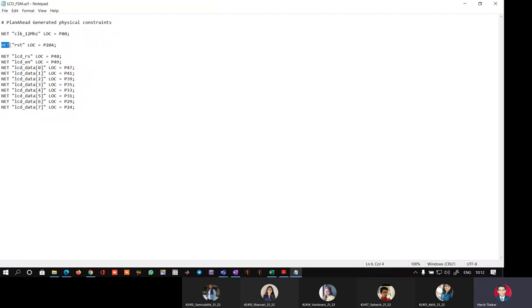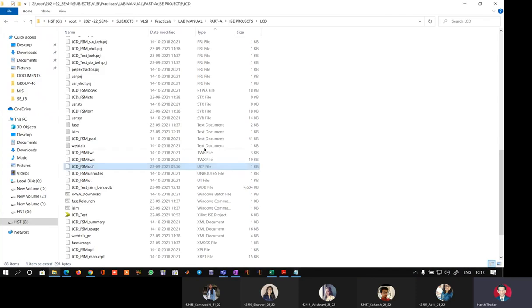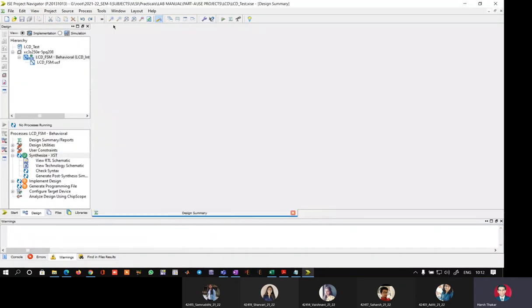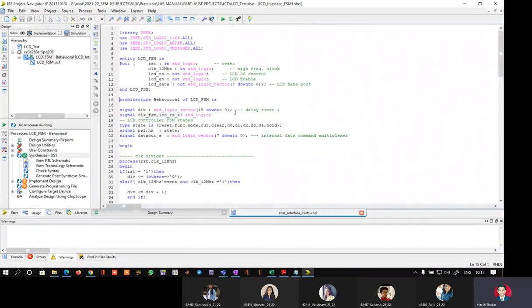Similarly, I have written net, space, double quotes RST, location is P204. And who is connected to pin number 204 of FPGA? The first push button switch K0. Similarly, we can see here my output signal LCD underscore RS. So what I will do, I will simultaneously open my MVM also in the ISE project. Okay, so this is my ISE project file. I will double click so that you can see how the input and output signals are properly mapped in the UCF file in a particular manner. So this is my MVM, that is the main VHDL model.